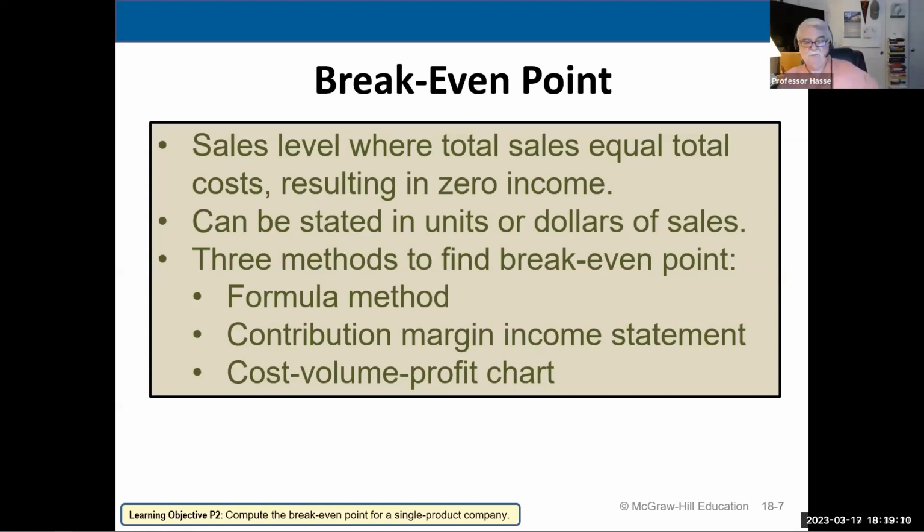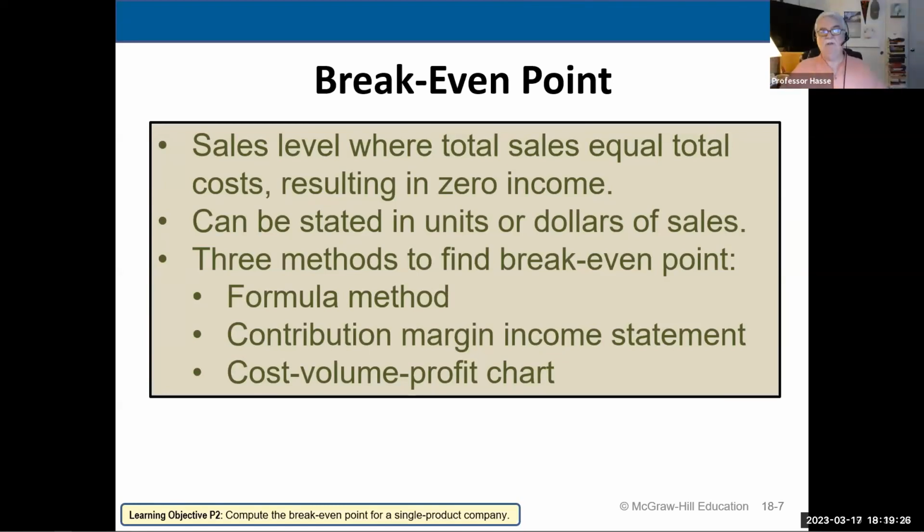Do you ever work in a restaurant? Sometimes the people who run a restaurant know, hey, if we sell 100 meals a night, we got our costs covered.